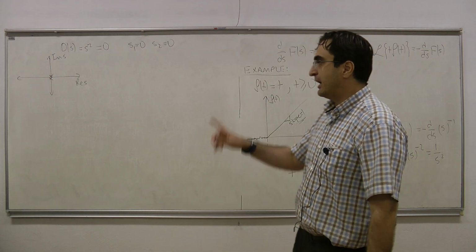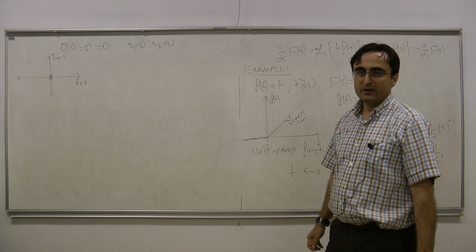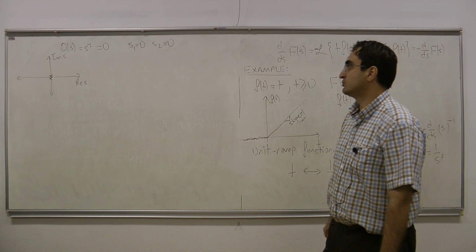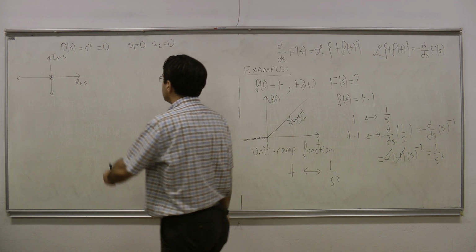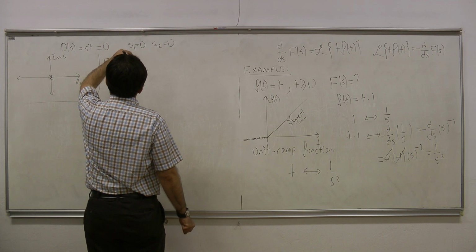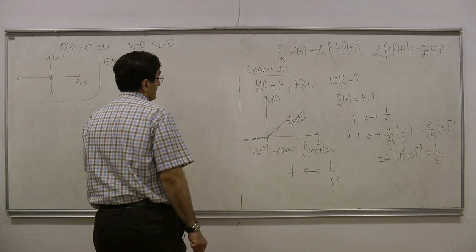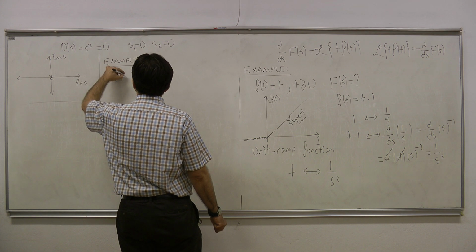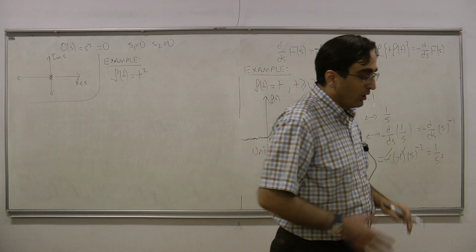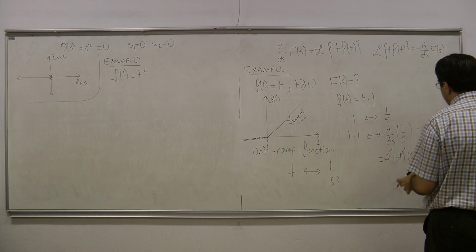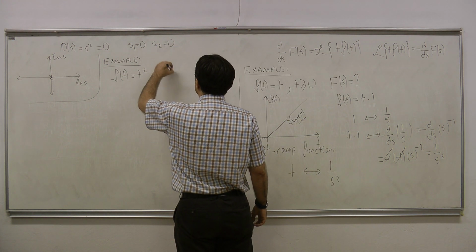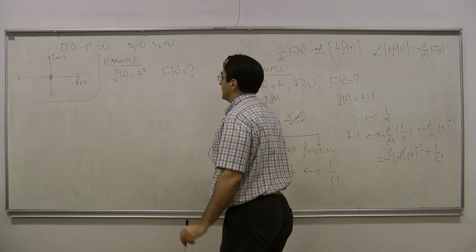Unit step function has a single pole at the origin, and unit ramp function has double poles at the origin in the complex plane. Let us obtain another example. So in this case, I will use f of t is equal to t squared. So I multiply the unit ramp function once more with t. So the question is the same. F of s is a question mark.